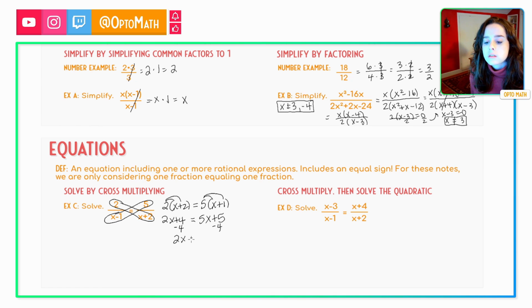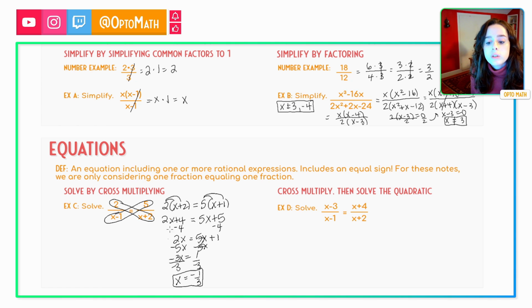Now 2x equals 5x plus 1, and we could subtract 5x from both sides. Negative 3x equals 1. And then we divide both sides by negative 3. And x is equal to negative 1/3. Okay, so we're done with that one.